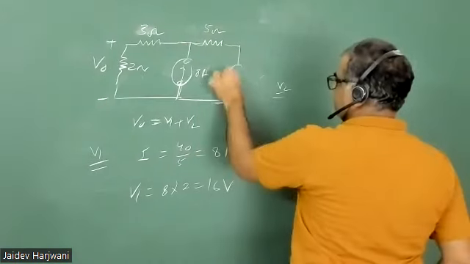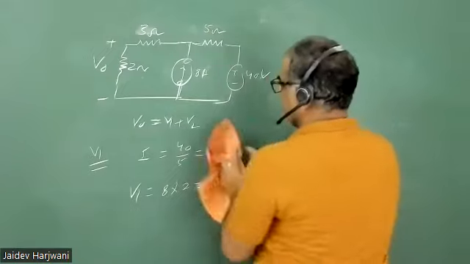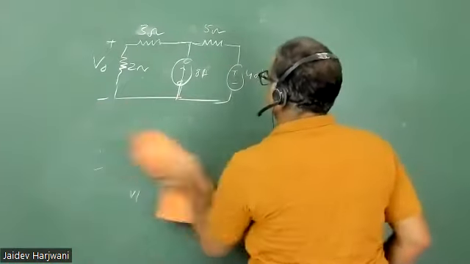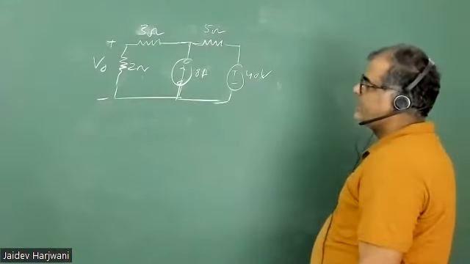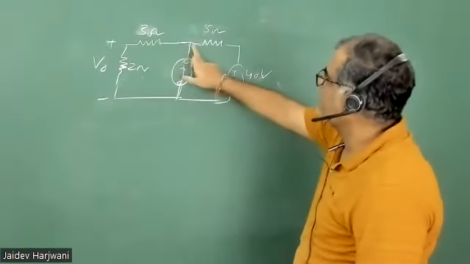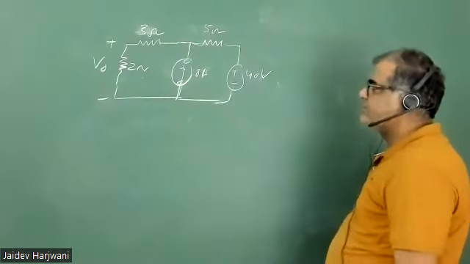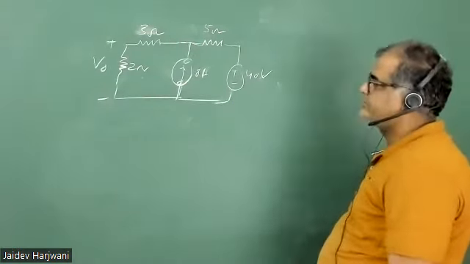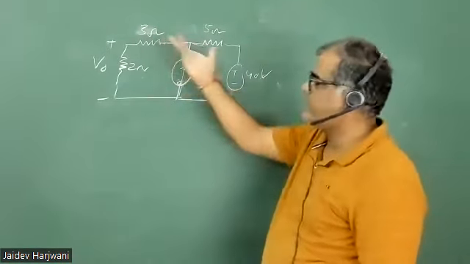This is 40 volts. Now solve the circuit again. If it is as before, what will be the issue? Then current will not go here. All current will come back here. Yes, it will be a short circuit. So this whole circuit becomes a short circuit.